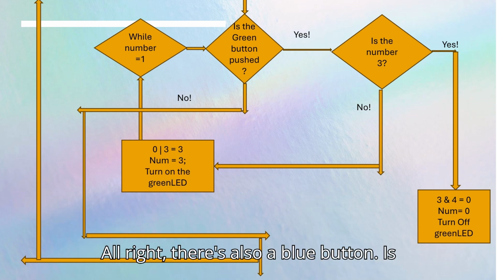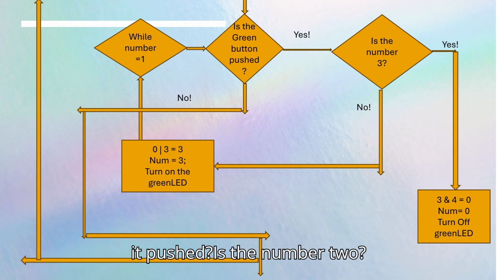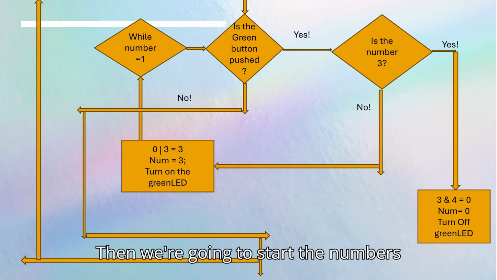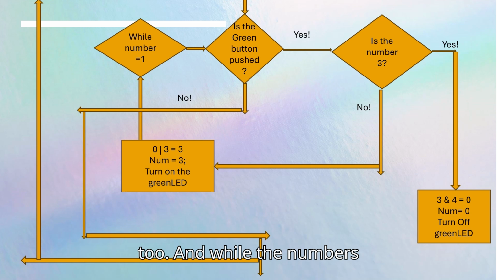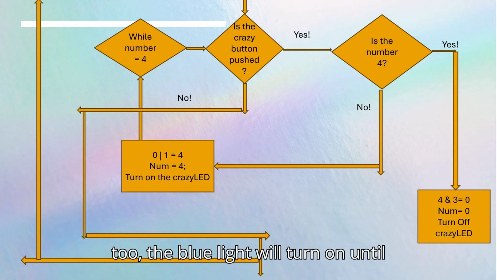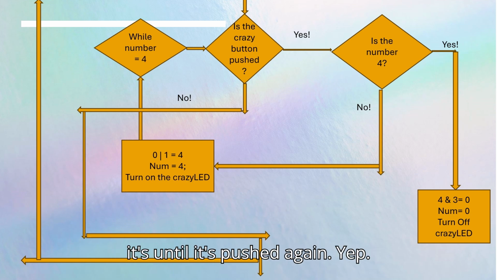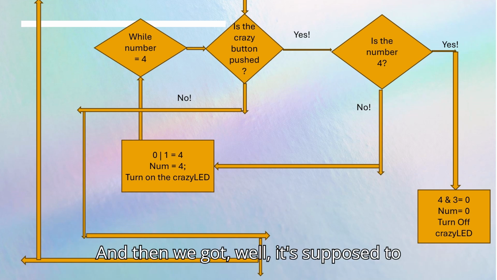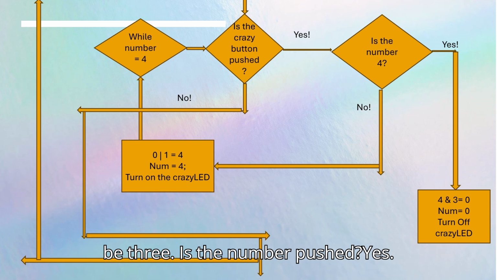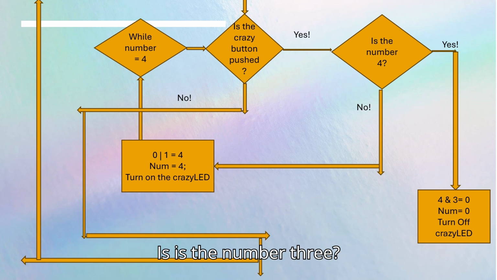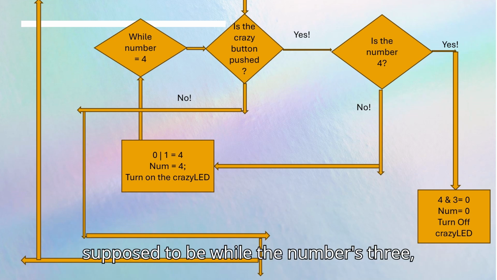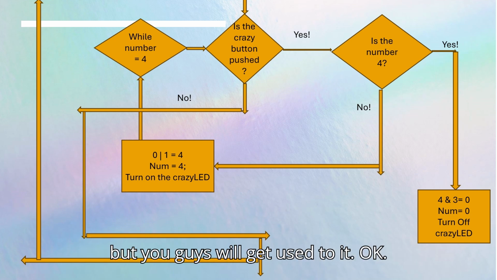There's also a blue button. Is it pushed? Is the number 2? Same thing. Then we store the number 2, and while the number is 2, the blue light will turn on until it's pushed again. Then we have the third button. Is it pushed? Yes. Is the number 3? Yes. That's supposed to be while the number is 3, but you guys will get used to it.